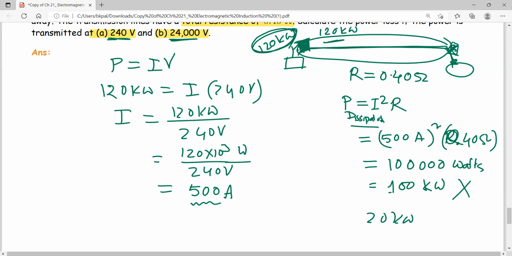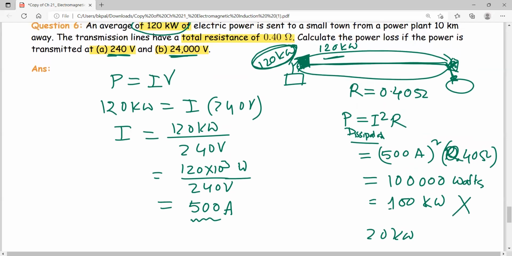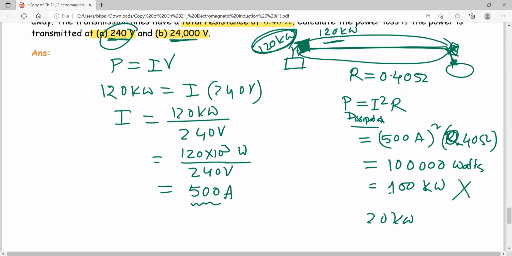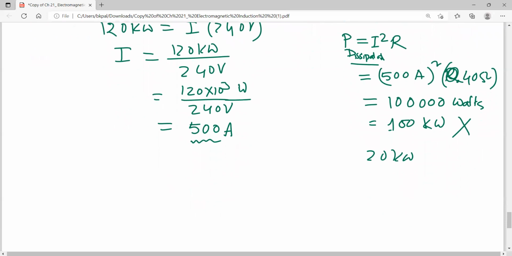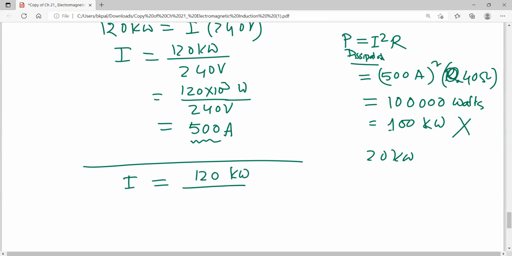So sending the power along the power line at this small voltage is not useful. If we send it at this small voltage, most of the power will be lost in the power line. That's why we need a step up transformer, which will step up the voltage. You know that the higher the voltage, the lower the current. If you do the same thing for B, the current will be very small.